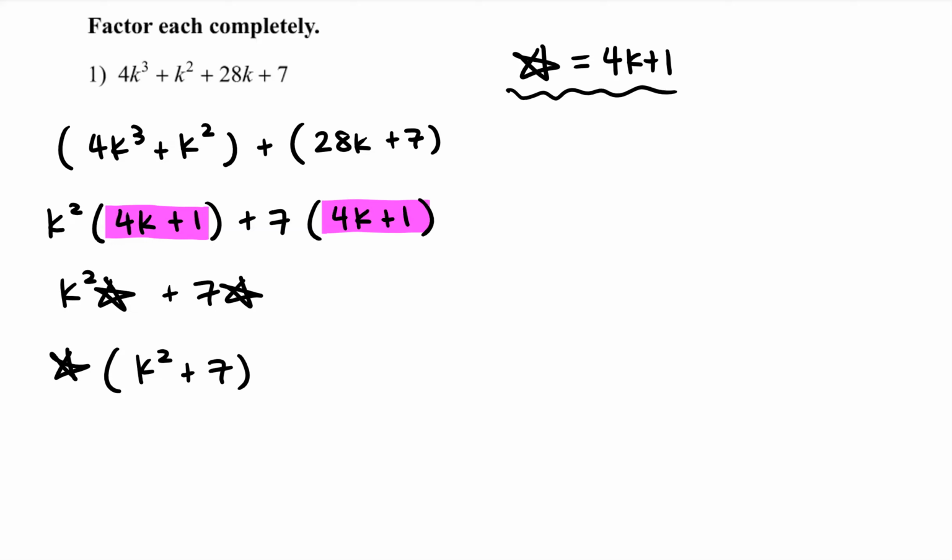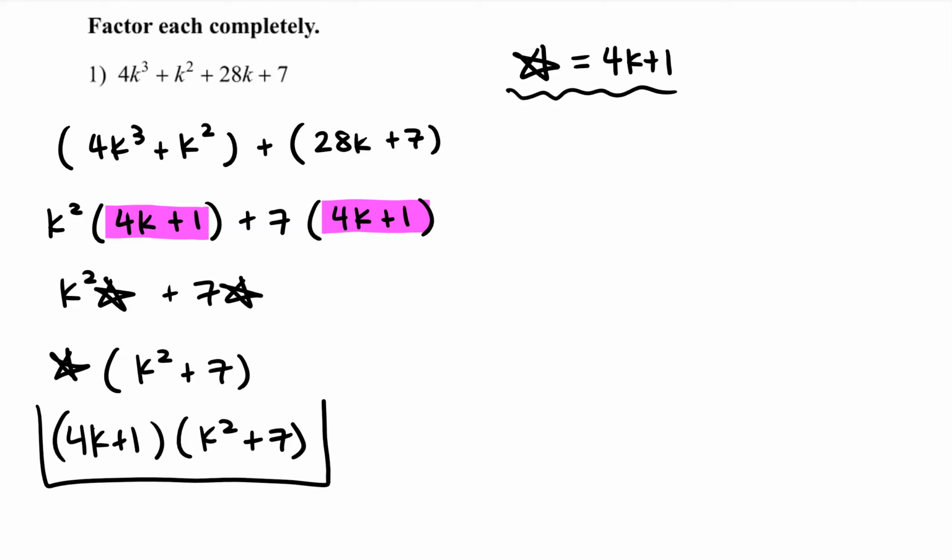But we let star equal 4k plus 1, and so I could just fill that back in: 4k plus 1 times k squared plus 7. And now we have successfully factored the original expression by grouping. So this is our final factored answer.